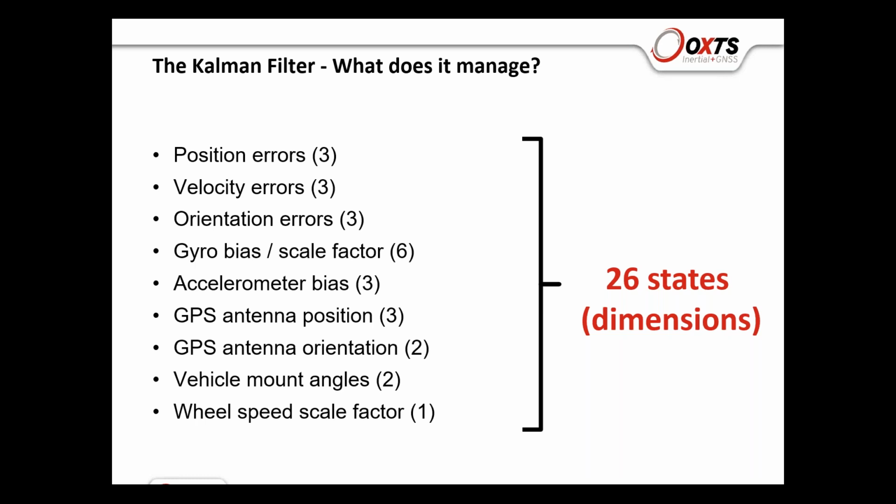The Kalman filter manages 26 different states. It measures position, velocity, and orientation in 3 axes. Your gyro bias and scale factors in 3 axes. Your accelerometer bias, GPS antenna positions, GPS antenna orientation, vehicle mount angles, and your wheel speed scale factor if you're using it.